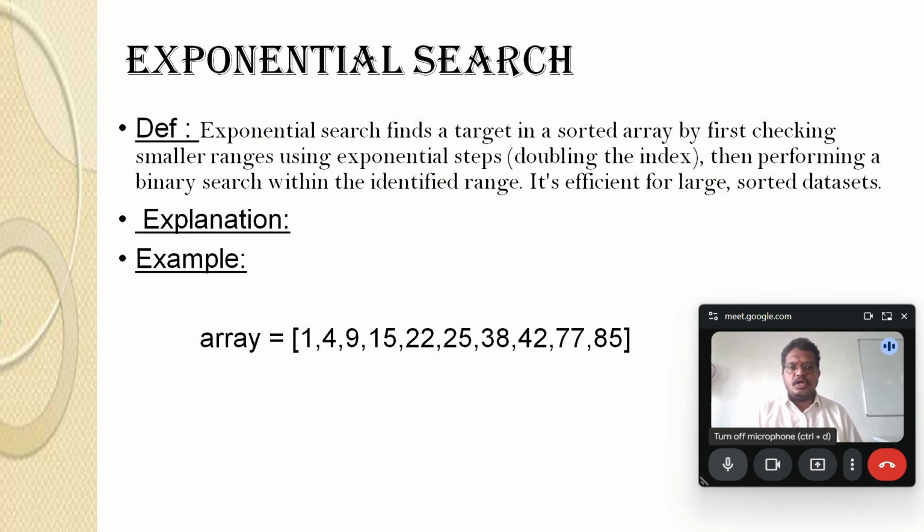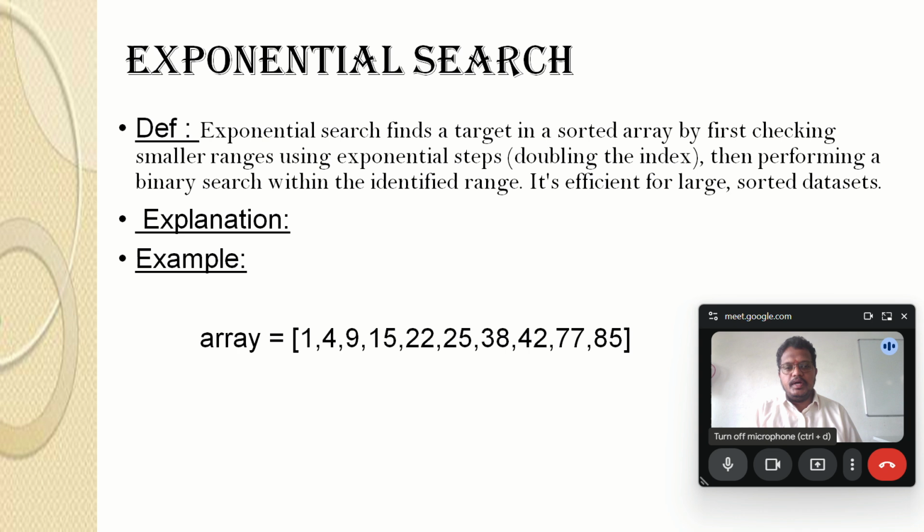Exponential search finds a target in a sorted array by first checking smaller ranges using exponential steps, that is, doubling the indexes. What is meant by doubling the index? We will see with a neat example. Then it performs a binary search within the identified range. It is efficient for large sorted data sets.